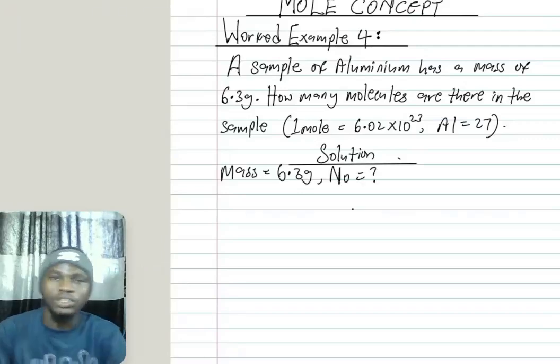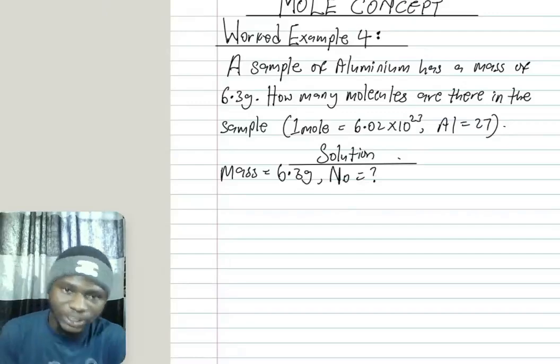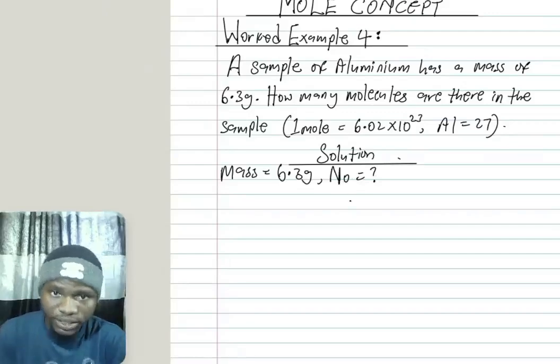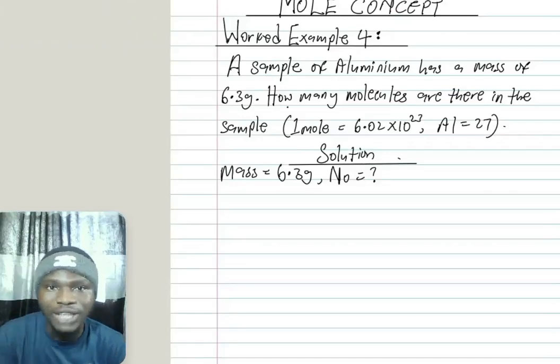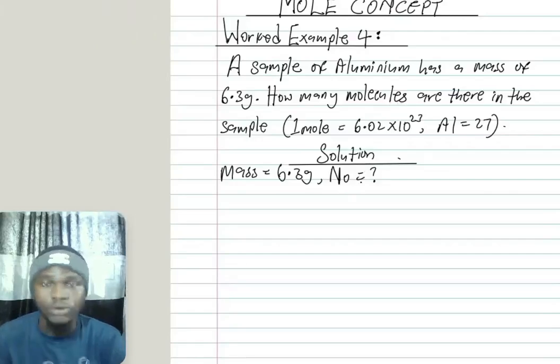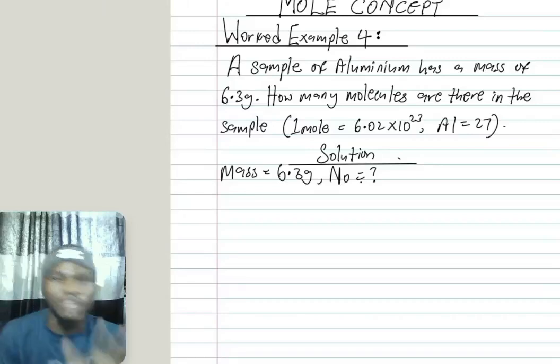Remember when we were discussing the mole concept, I told us that this NO that you see here represents the number of particles. And in chemistry, whenever you hear the word particle, know that it can either be an atom, molecule, or ion. So here you're asked to find the number of molecules, so know that you're also asked to find the number of particles. They are the same words. Okay, good. Now, how do we solve this question?